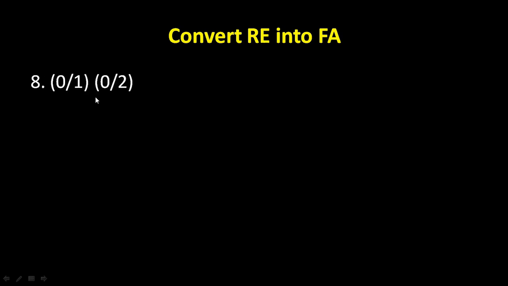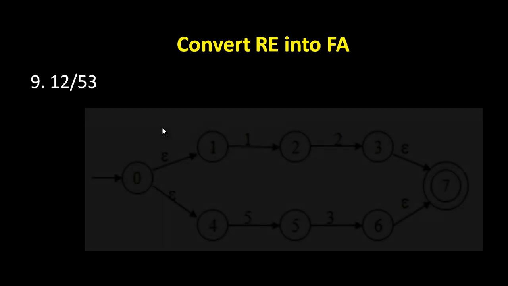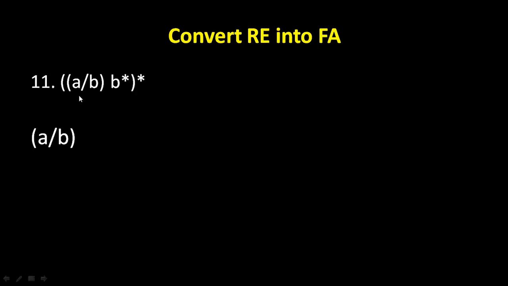The next example is 0 or 1 followed by 0 or 2. The transition diagram looks like this. So the first part is 0 or 1. Then the second part is 0 or 2. The next example is 1, 2 or 5, 3. It is not 12 and 53. We should read them as the individual characters 1, 2 or 5, 3. So it should be like this. The next example is (A or B), B star and whole star.